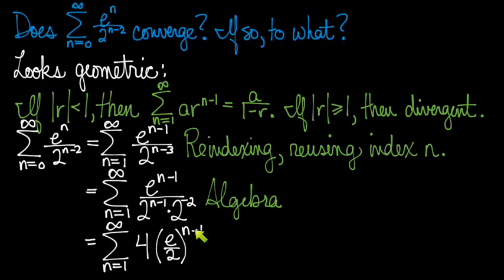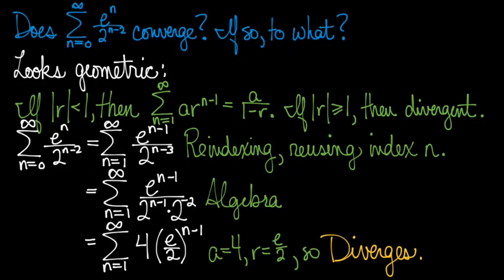I have e over 2 to the n minus 1 power. Over here, I have 2 to the minus 2 power, which is 1/4, but it's in the denominator, and that's why it turned into 4. Now I'm winning. I can see that a is equal to positive 4, and I can see that r is equal to e over 2. Here's the thing, e over 2, e is 2.718, and so on. When you divide it by 2, it's still bigger than 1. So I can conclude that this example diverges.